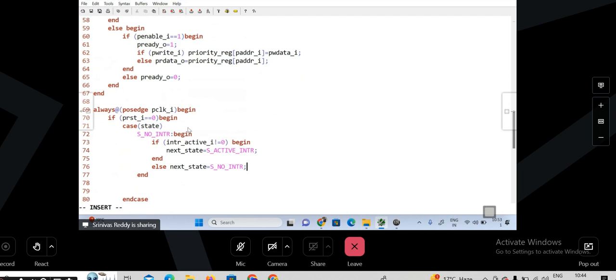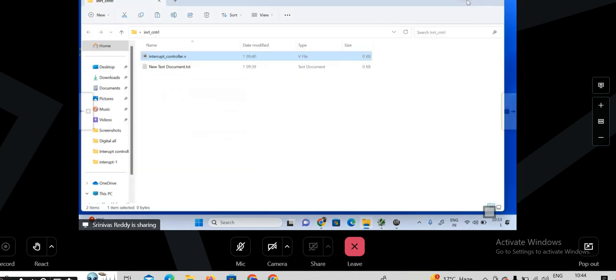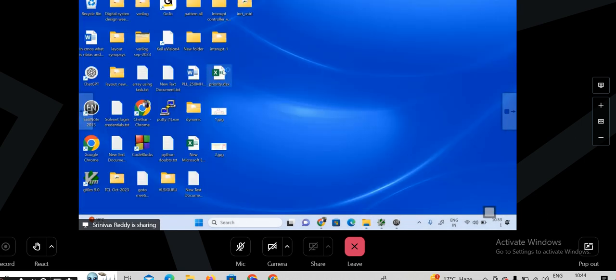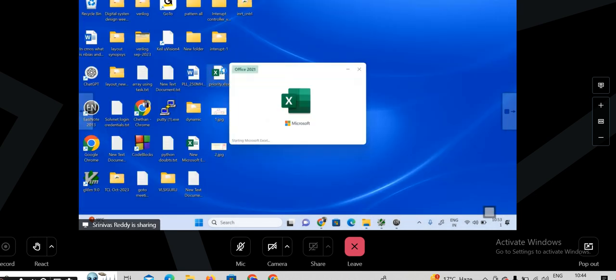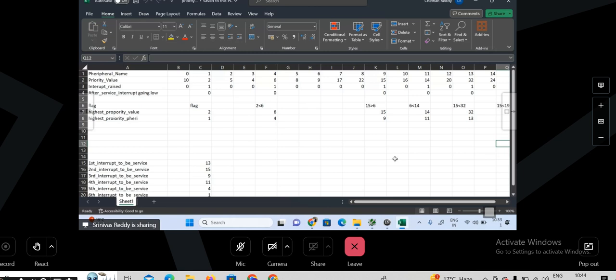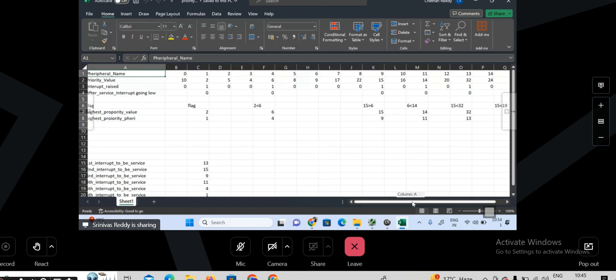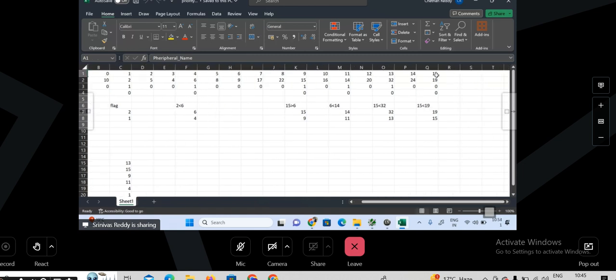The question comes here: how to select the highest priority? Now look at this. These are my peripheral names 0, 1, 2, 3, 4 and so on up to 15. These are priority values. Now you tell me, in this 0 to 15, which one is the highest priority? Is it 13? I should see only who is raising the interrupts, not the ones who are not raising them.